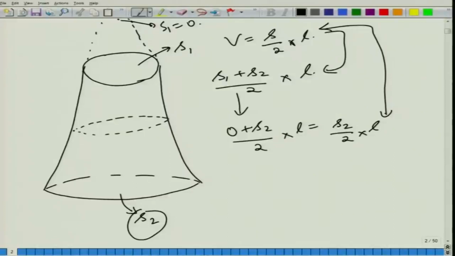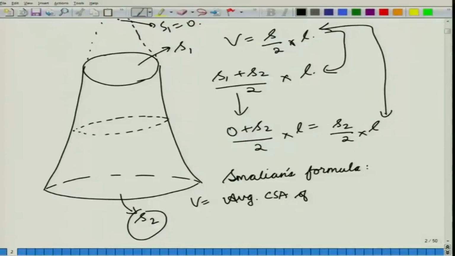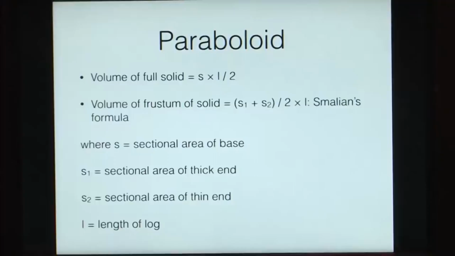So, now this formula is known as the Smalian's formula. Volume is the average cross sectional area of two ends into length of the solid. So, the average cross sectional area is given by S1 plus S2 upon 2 multiplied by the length of the solid. So, this is the Smalian's formula. Now, coming back to the slides. So, here we have volume is equal to S1 plus S2 upon 2 into L.